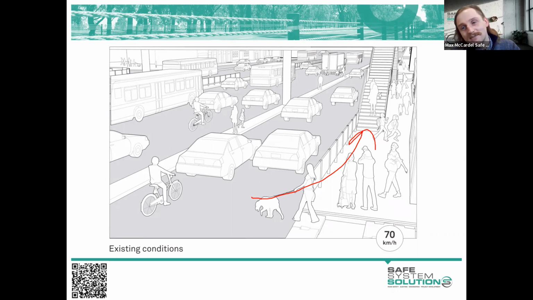In practice, people may not use the walkway. It may not be their desire line. It may be inconvenient to climb up the stairs and then climb down the stairs. This is an example where it doesn't look like there's a lift either, so people in wheelchairs or mobility devices may not be able to access that facility at all. So it's something to really consider if you were to be installing these overhead structures.